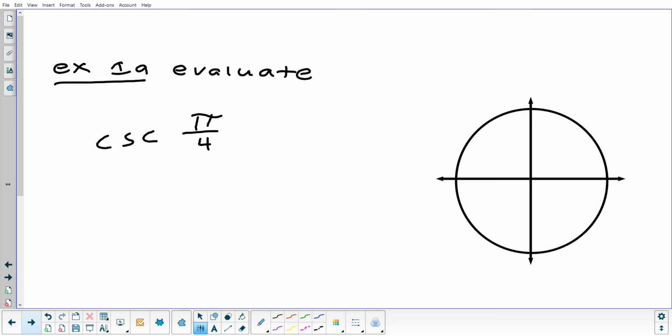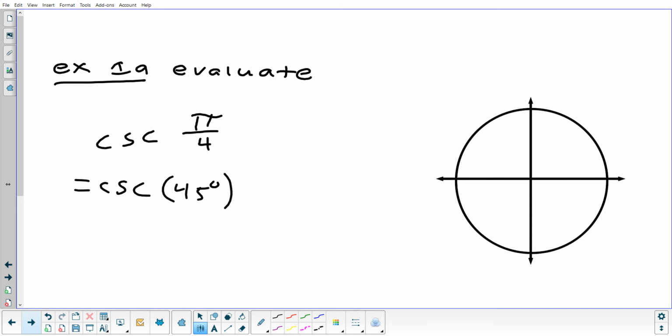Right? So, cosecant of, what's pi divided by 4? Yep. 45 degrees. Pi, you multiply by 180 and you divide by pi, and that converts it. Okay, so now we got 45 degrees. So we're going to look at where that is.